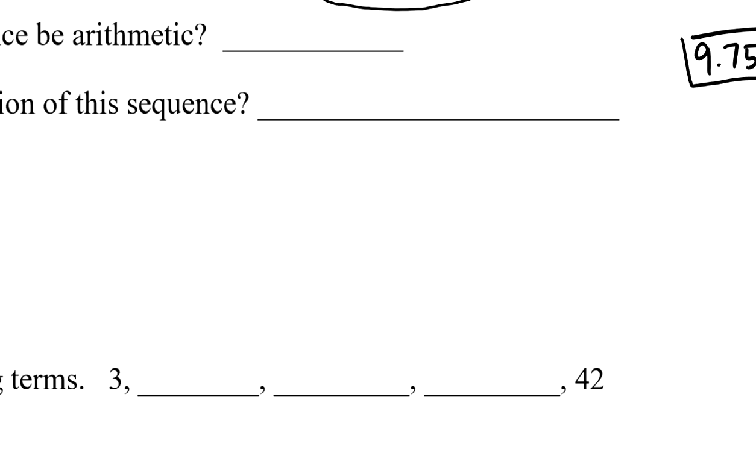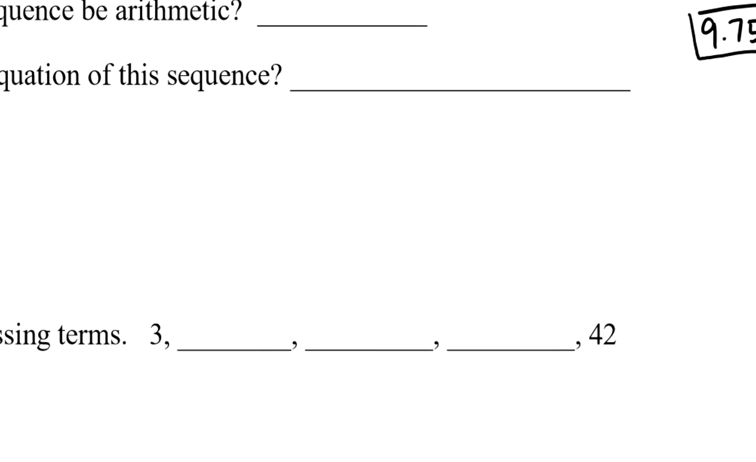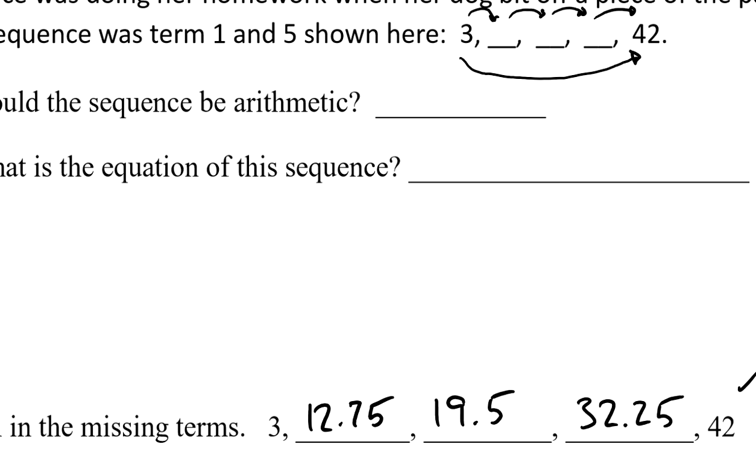In fact, let me jump down to this part C. So if I fill it in, 3 plus 9.75 is 12.75. And then I'm going to add another 9.75, and it'll give me 19.5. Plus 9.75 is 32 1/4. And 32 1/4 plus 9 3/4 is exactly the number 42. So this grows exactly correctly, right? We're growing by 9.75 each time. So it says, could this sequence be arithmetic?